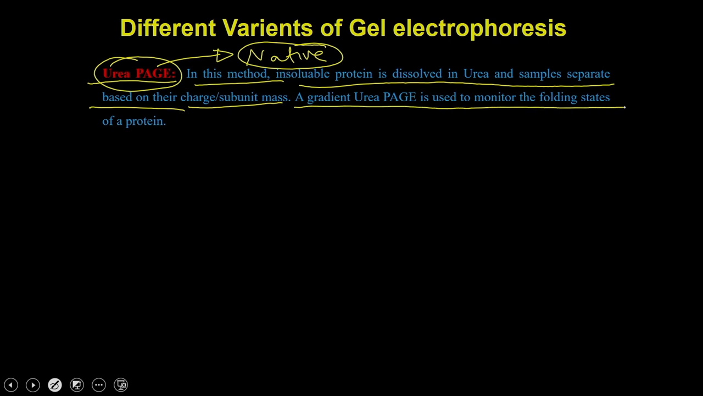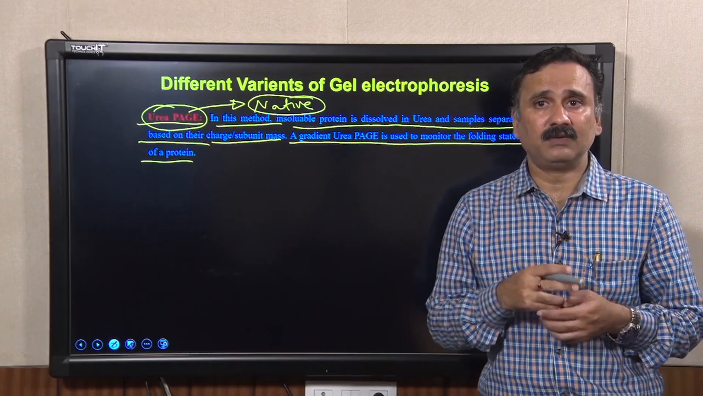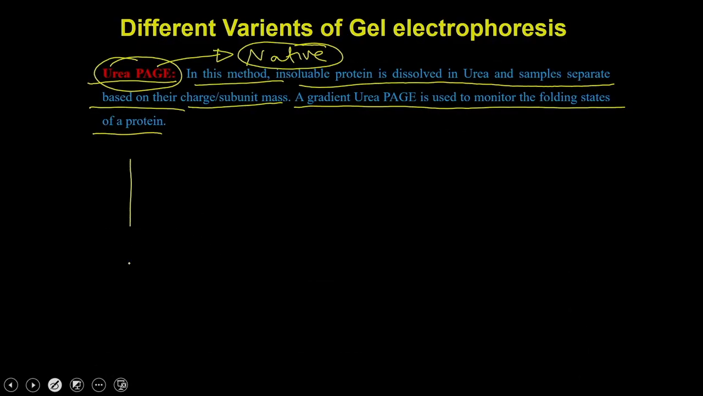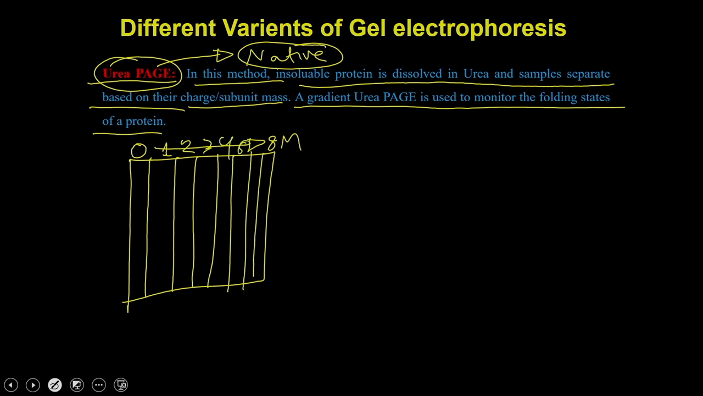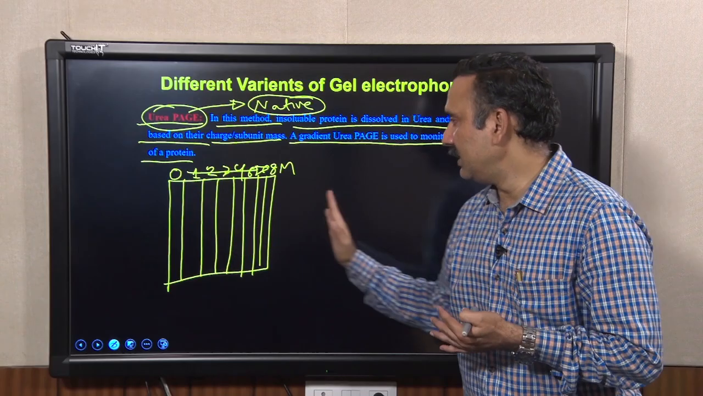If you use a gradient urea PAGE, you can study the folding and unfolding kinetics of the protein. When you are doing a gradient urea PAGE, you have to prepare a vertical gel where you have urea from 0 to 8 molar in different lanes. For example, a lane of 0, then a lane for 1, then 2, 3, 4, 5, 6 and 8. And these are going to be the gradient in a horizontal direction.